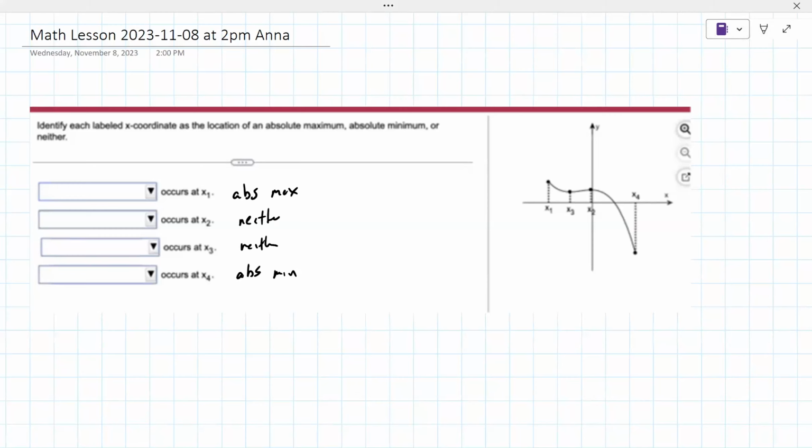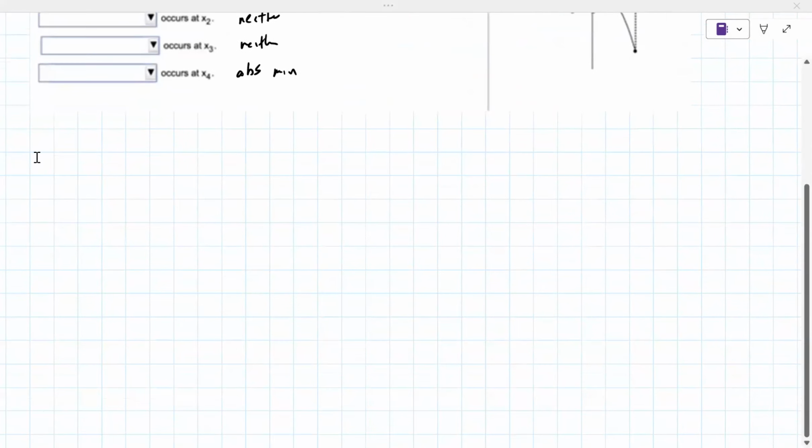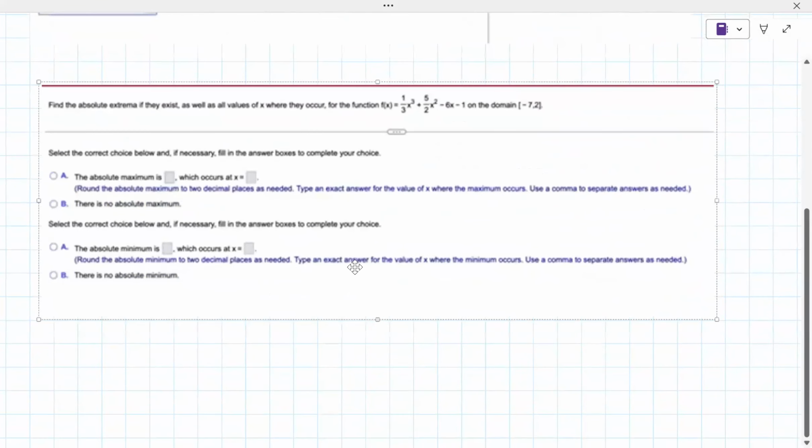Does that make sense? Yeah, it's pretty easy. Neither. Okay. All right. So I wish they were all that easy. Yeah. They're not. So there is a recipe to doing these.